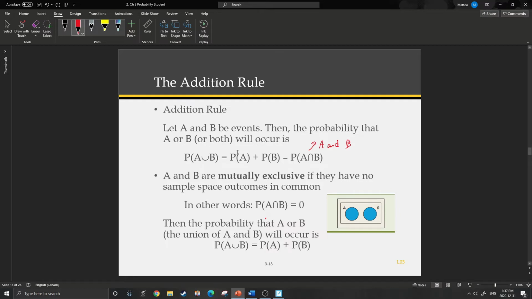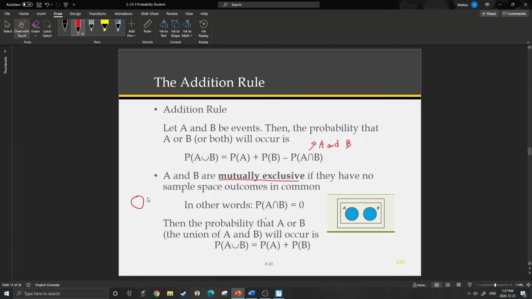So for now, I'm just going over all these formulas and it's sort of hard to put them in context. It is important to sort of preload this stuff so that when we get to the questions, it'll make a bit more sense, okay? Second point, A and B are mutually exclusive if they have no sample space outcomes in common. Okay, so mutually exclusive means, in other words, that the probability of A and B is equal to 0. So we're erasing that overlap.